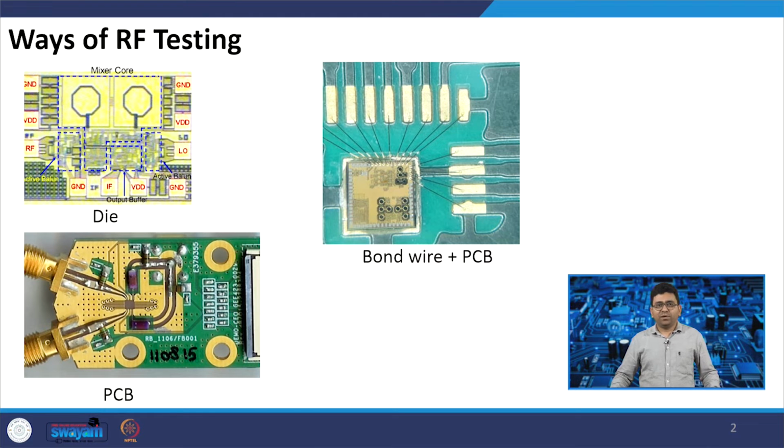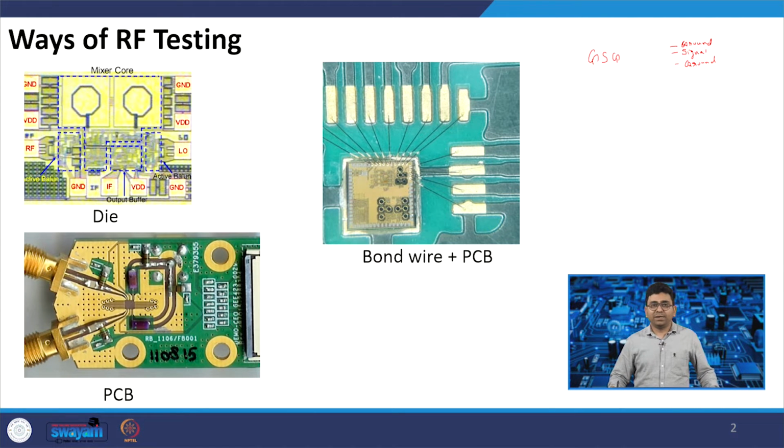One of the ways is direct die testing. In order to test the die, you need probes. There are different kinds of probes available, called ground-source-ground, where there are three pins on the probe. One pin is a ground, another is the source, meaning the signal, and then again there is a ground.